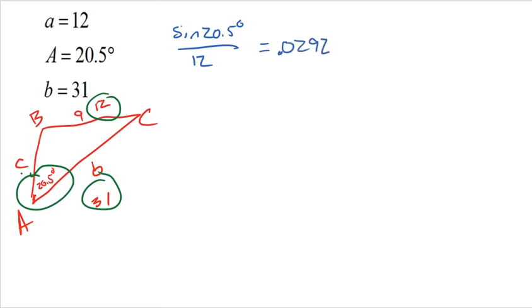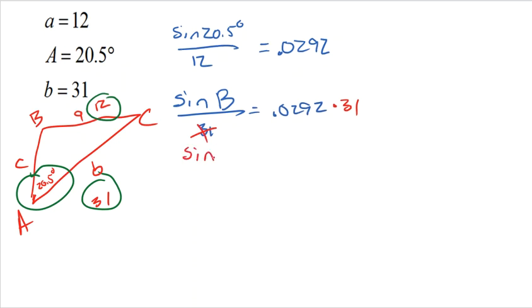Okay, so once again, I can't do anything with C right now because I don't know big C, I don't know little c. So I'm going to go ahead and find big B. Sine of big B divided by little b, 31, equals, guess what? That same magic ratio. So now I'm going to multiply by 31 to solve, and I get sine of big B equals 0.0292 times 31.